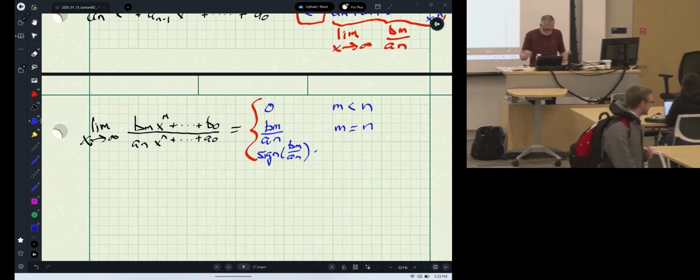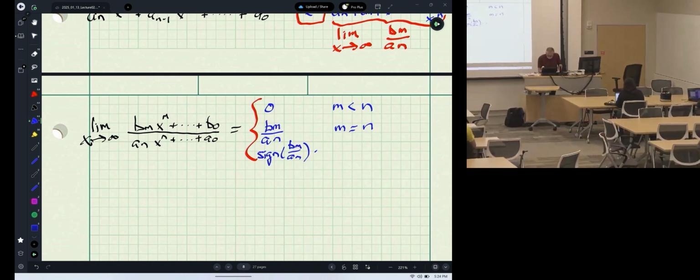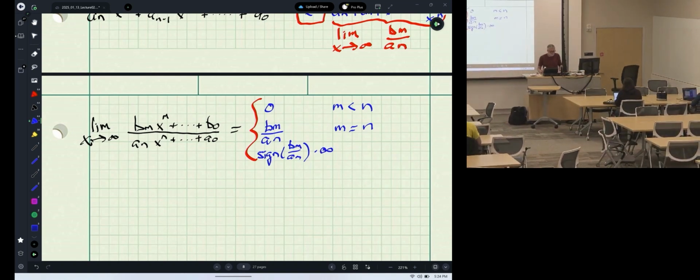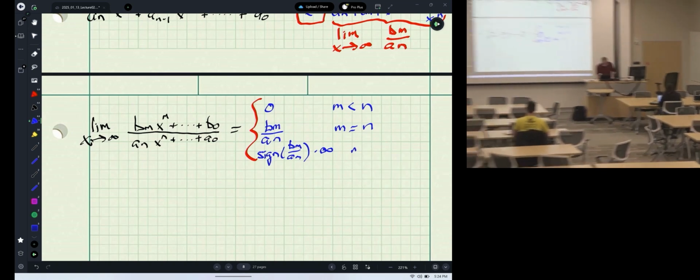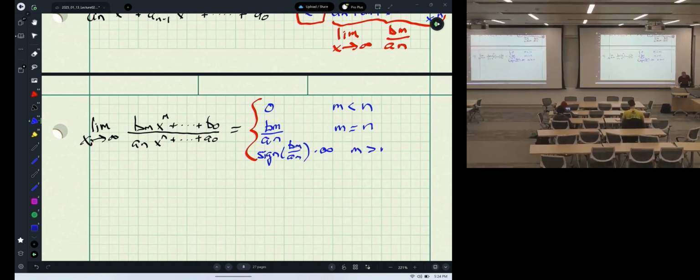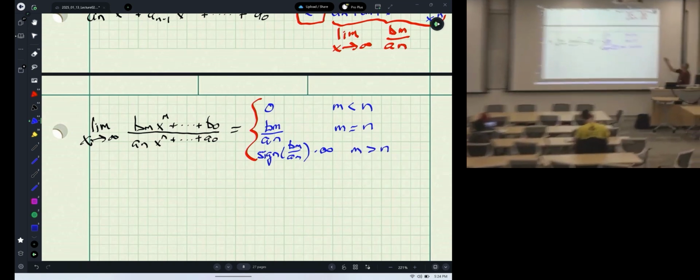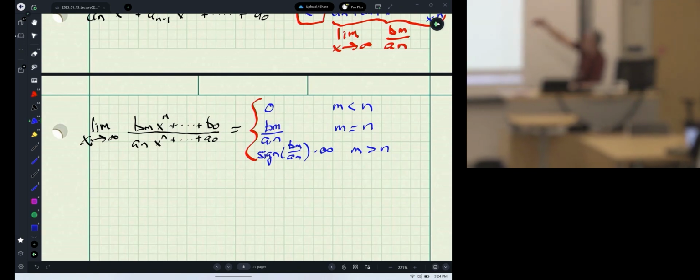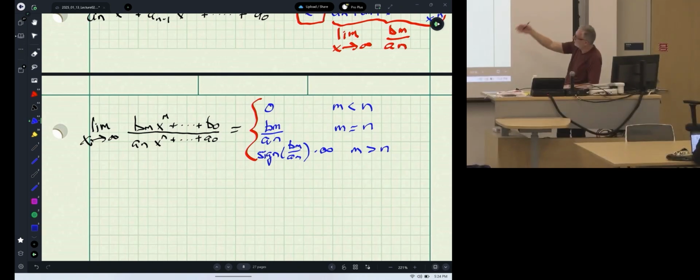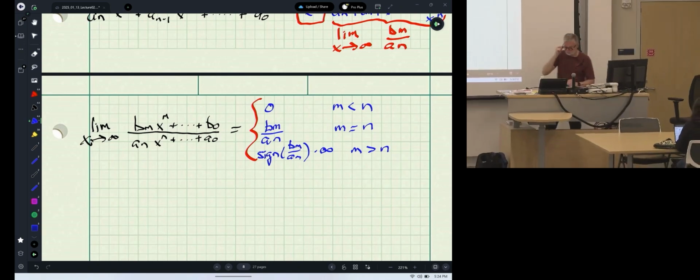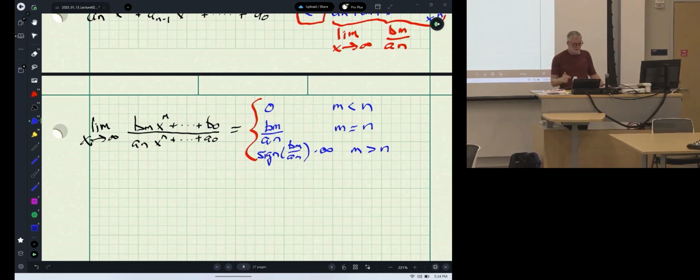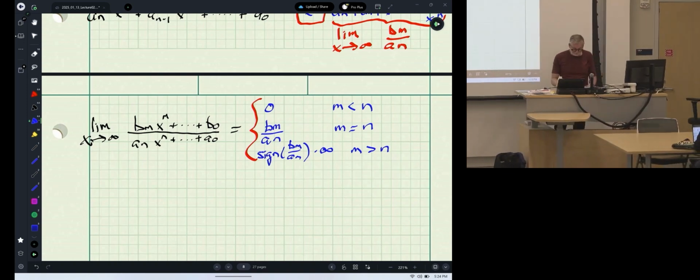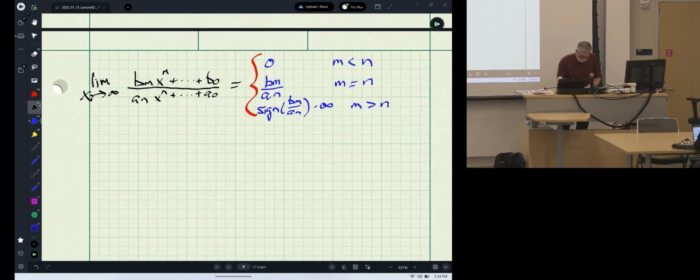It's okay. So the sign of b_m times infinity, okay? And this is for m greater than n. And the sign just means it's plus when b_m over a_n is positive, and it's negative when b_m over a_n is negative, okay? So now let's work some examples.